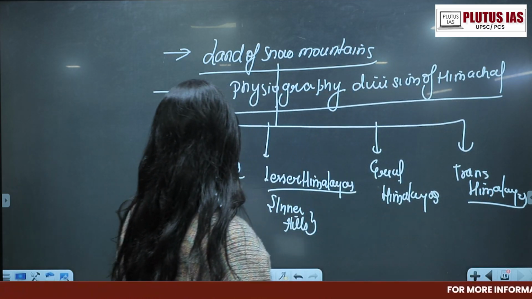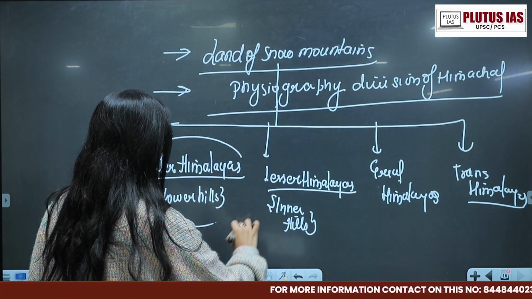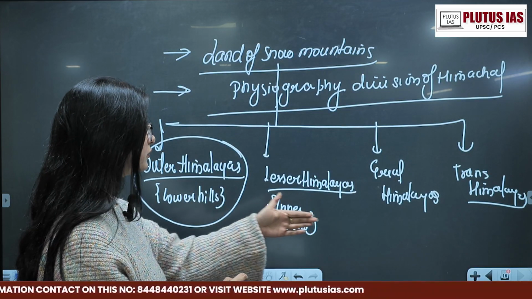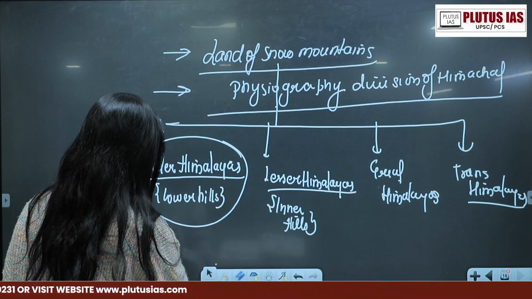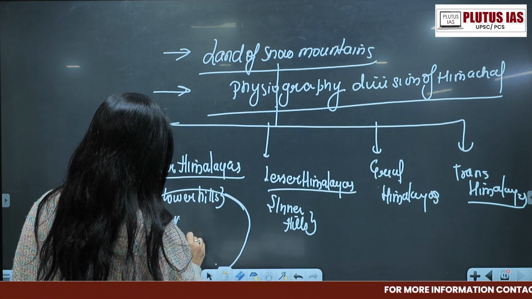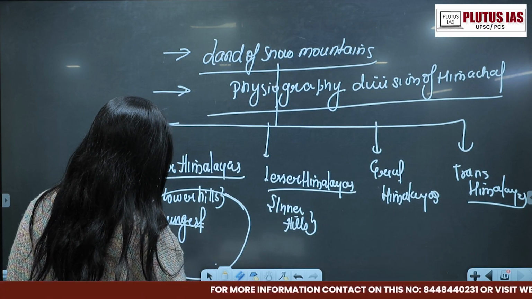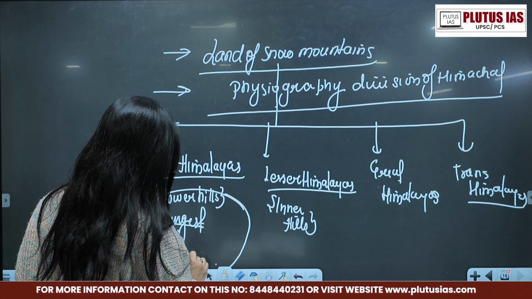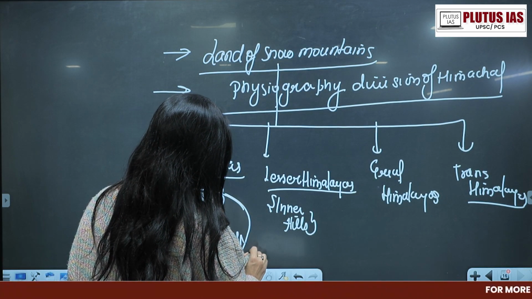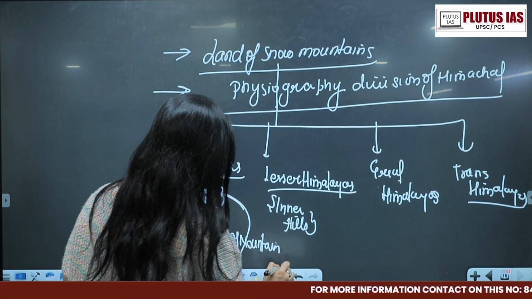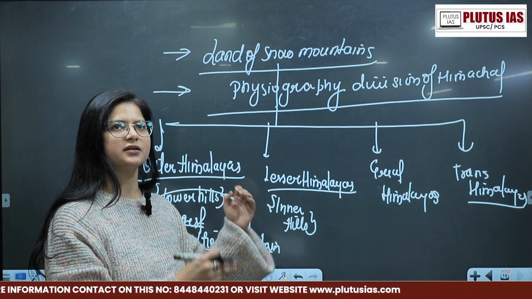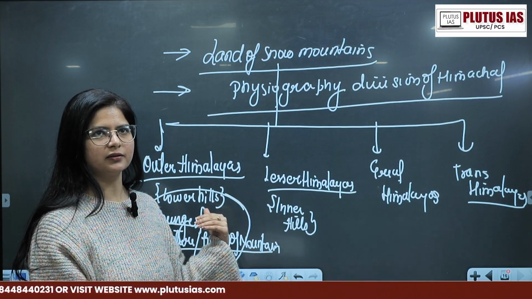If I talk about the outer Himalayas, how they have been formed, these are the youngest in formation. Out of all of them, this is the youngest, and hence the structure, or I would say the height of the mountains, is also low. Reason: because they have been recently formed, the height would be lower as compared to the other ranges.